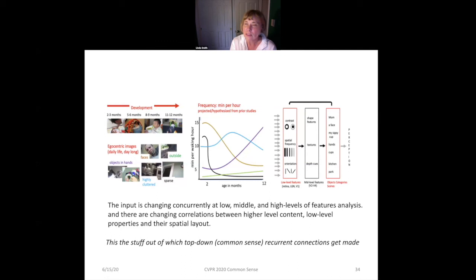Because this is the stuff out of which top-down recurrent connections work, you know, as a face goes down and can put the gain on the contrast, put the gain on the information in the right place. You need correlations between top-down and low-level content if you're going to get top-down recurrent networks that can actually be smart and nuanced, okay? So I wanted to put that in as one last little point.